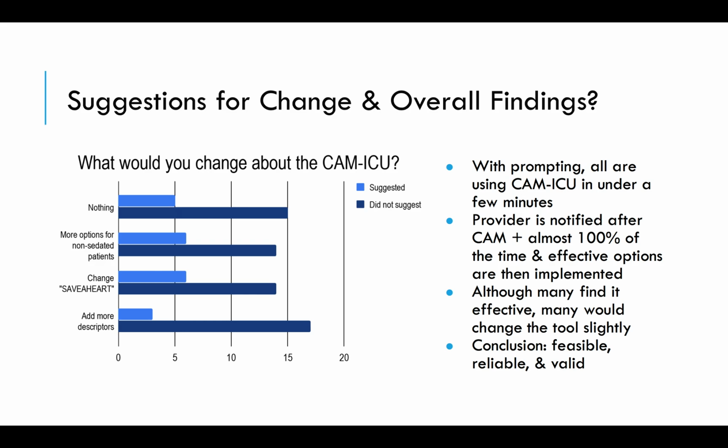Here I did kind of agree. I think the Save a Heart option is kind of difficult to do for some of our patients. They may have spinal cord injuries or issues with dexterity, and squeezing your hand for the letter A is just something some patients can't do. So it'd be nice to have another option for patients that physically can't perform that. And then other people couldn't exactly pinpoint what they thought needed to be changed, but they thought adding more descriptors would be effective in changing the CAM-ICU.